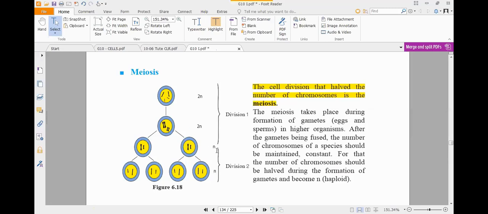So the first division and the second division: n retains as n. So accordingly, what is the division here? The first division, 2n became n. That is the meiotic division, or meiosis, halving the number. And n remains n in the last step. n remains n means the number of chromosomes has not been changed. That is mitosis. Accordingly, there are 2 divisions in meiosis. Division 1 is the meiotic division. Division 2 is the mitosis division, here according to the diagram. And this might change depending on the cell division diagram given on the papers.